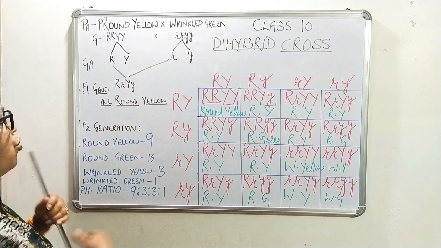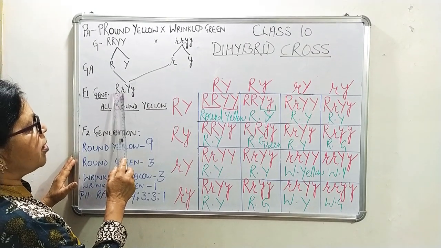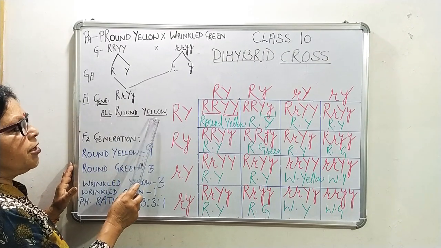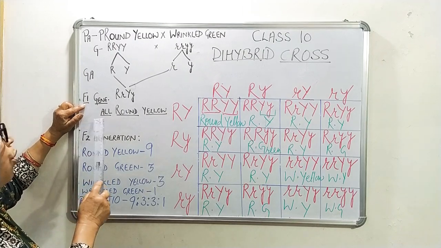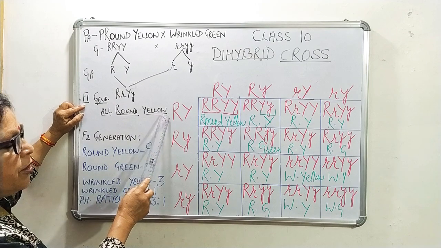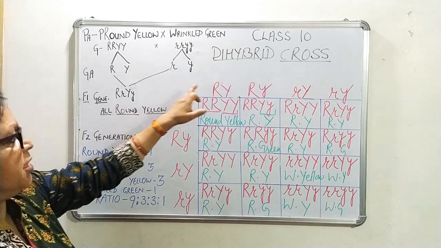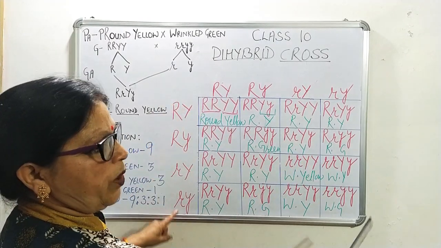Now this is how to read this. If you have to read, take two factors together. So capital R and small r will be round, and capital Y and small y will be yellow. So in first generation, all the plants he found were round and with yellow seeds. Now what happened in second generation? Now this is the result of second generation. This is a Punnett square.